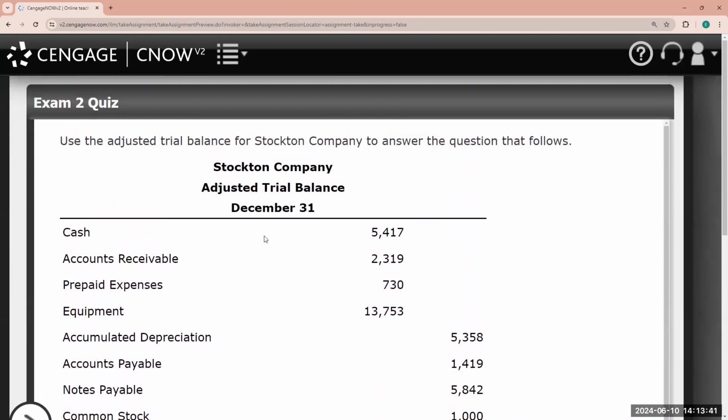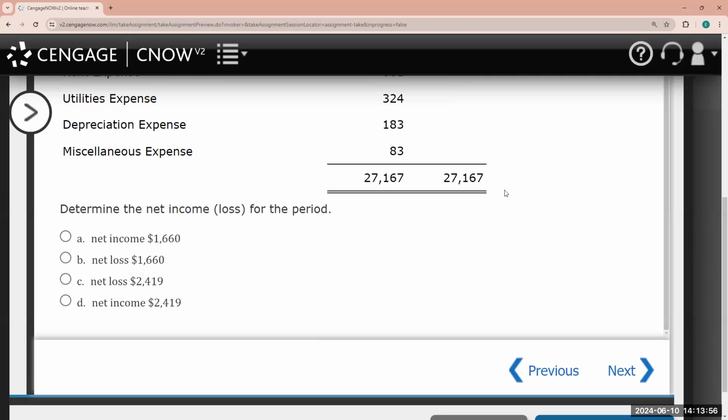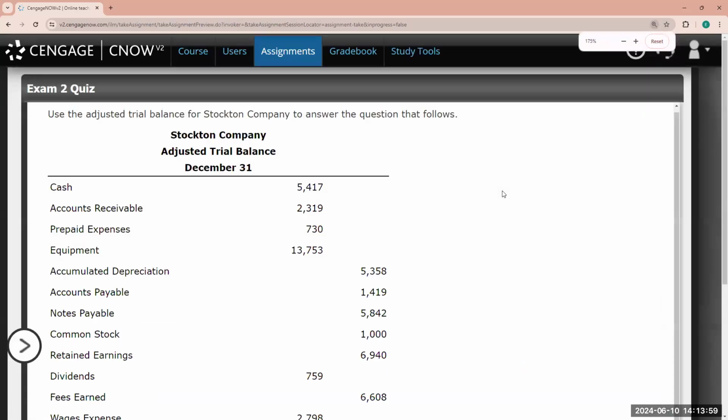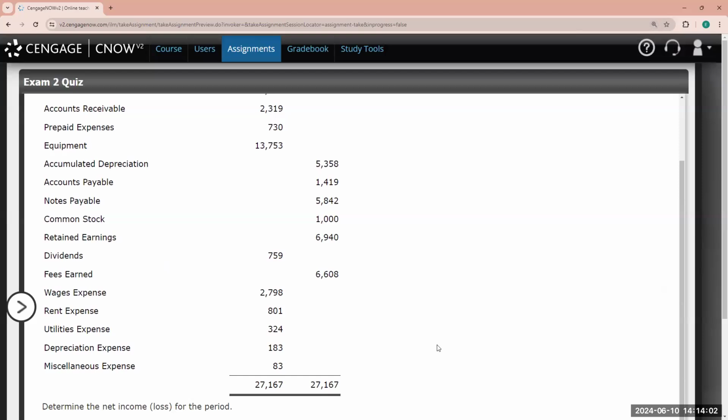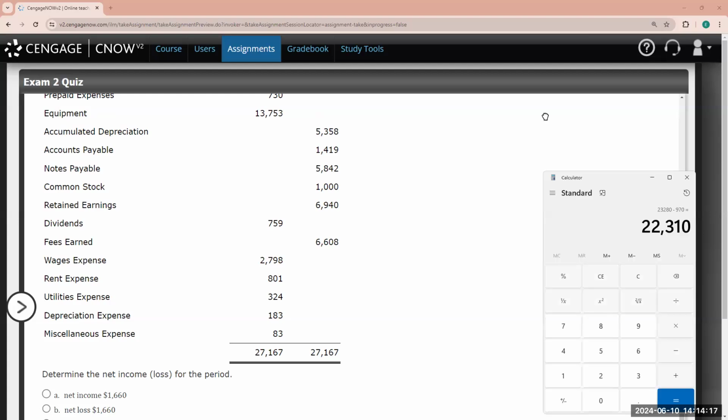All right. So here in this problem, it's asking us to use the adjusted trial balance for Stockton Company to answer this question below. So for this question, we essentially need to determine the net income or the net loss for the period. So here we have this adjusted trial balance. And one key thing, now it's asking us, what is our net income or net loss? So one of the key things to keep in mind, in order for us to determine our net income or net loss, we simply subtract our expenses from our revenue. So we will do so.